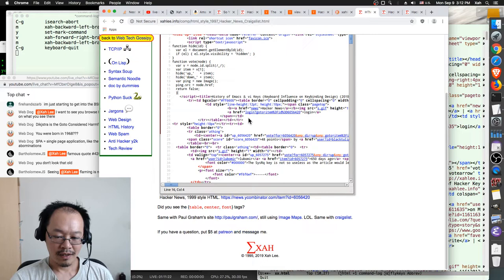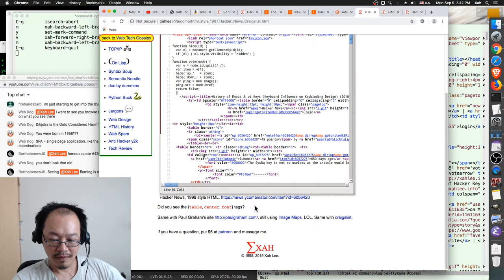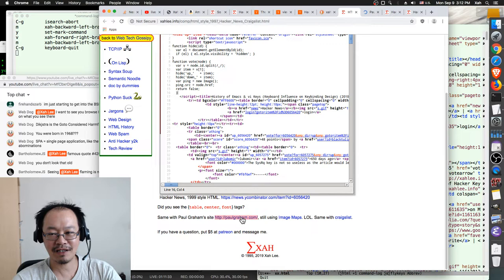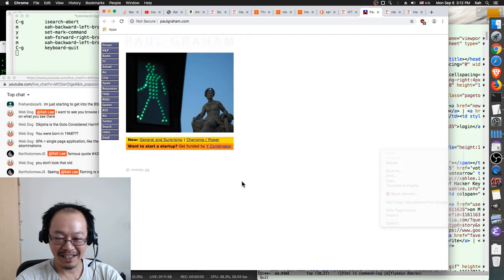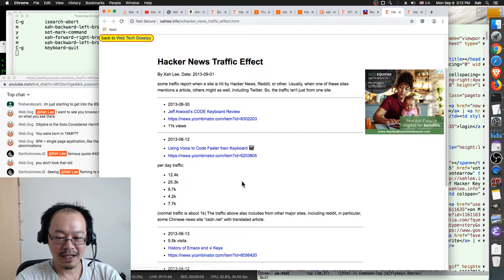And you know, Paul Graham's website, they are still using image maps. This is quite funny. Image maps, that's, you know, this is again 1999 HTML tag. Anyway, let's see, what is this? Hacker News traffic effect. Okay, anyway.